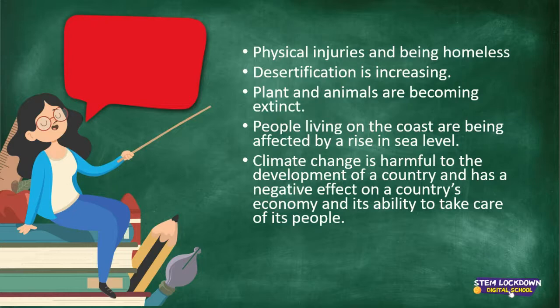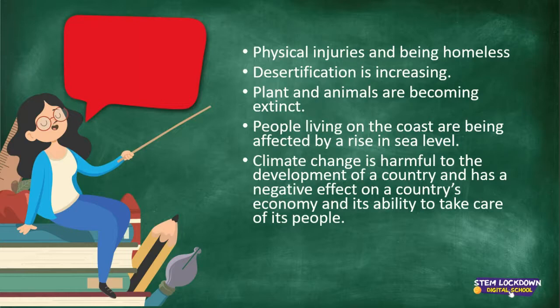And then the second bullet point, desertification is increasing. So dryness is increasing, less water because of less rainfall. Then we get more drier areas. Areas are drying up, so deserts are becoming bigger. And then plants and animals are becoming extinct. So because the weather is changing, plant life is getting extinct.